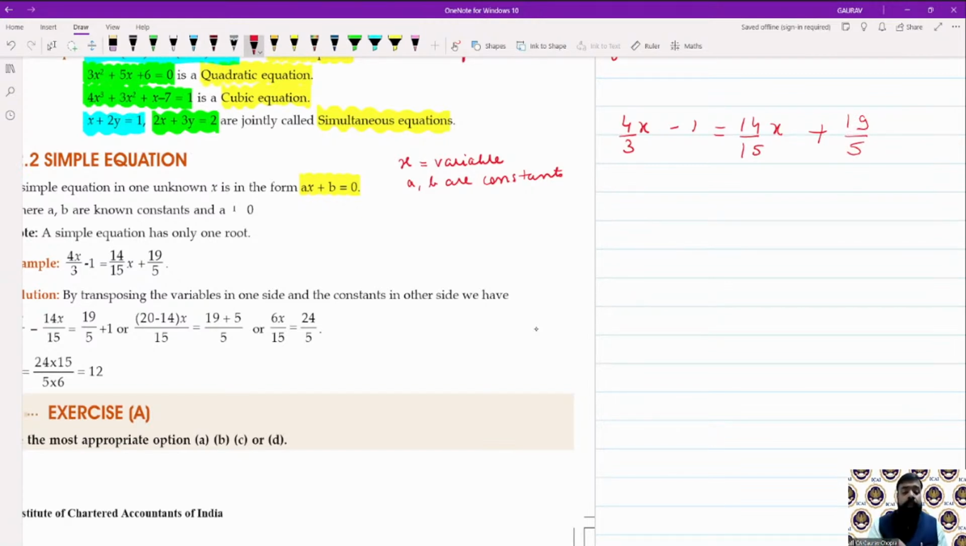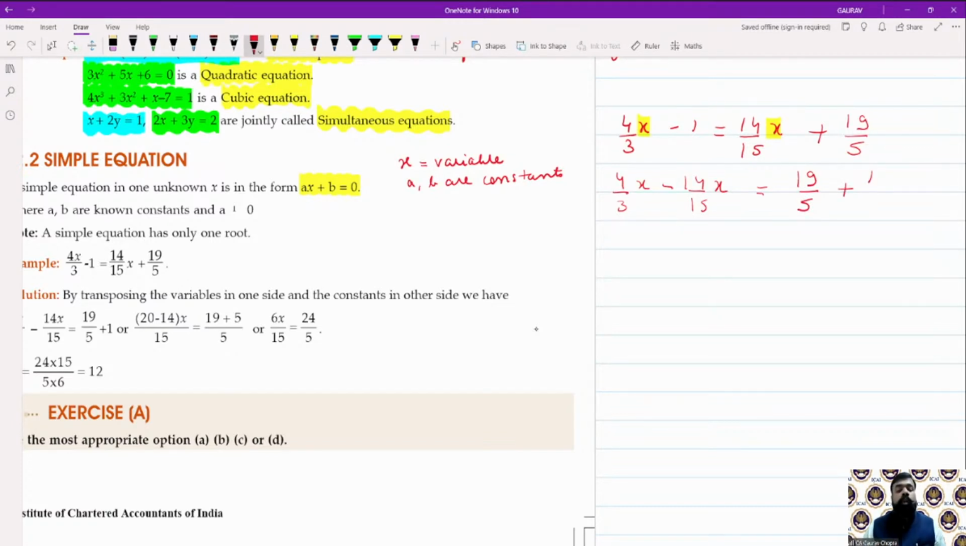So wherever x is available, that is a variable. So 4 by 3x and 14 by 15x are variables. Now what we have to do, let us shift all the variables on the left hand side. So 4 by 3x. Now when we are bringing one value to the other side, the sign will get changed. So it will become minus 14 by 15x equal to 19 by 5. Now minus 1 will go on the other side and it will become plus 1.